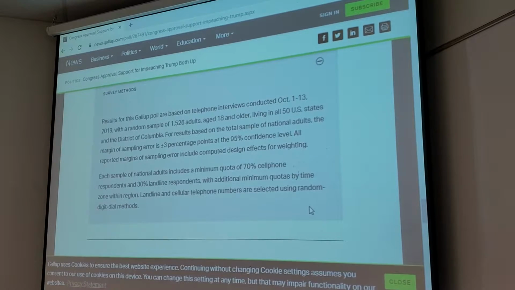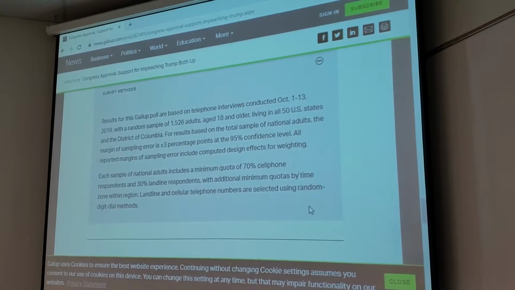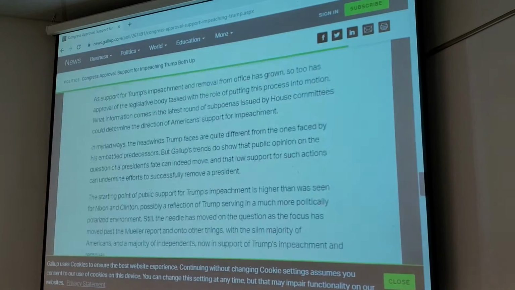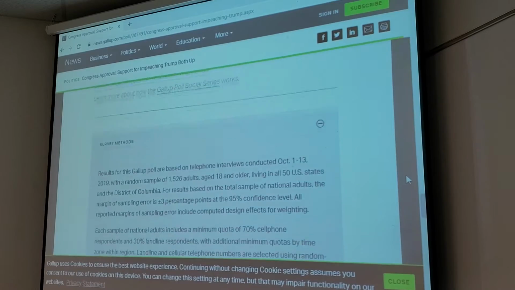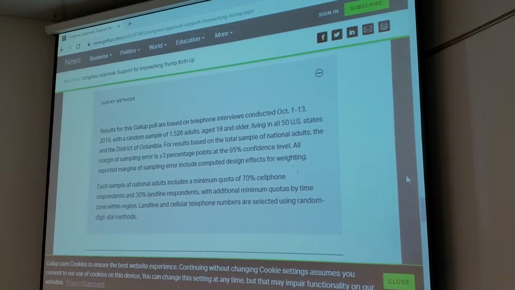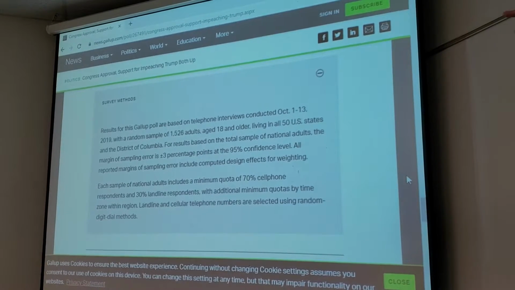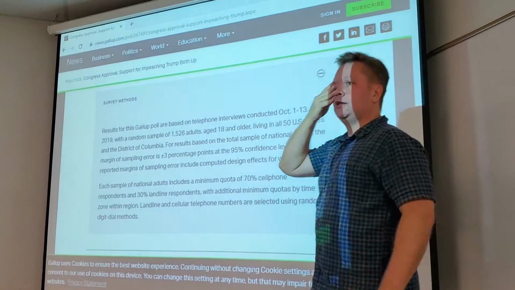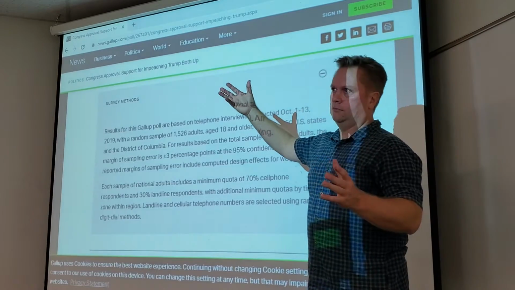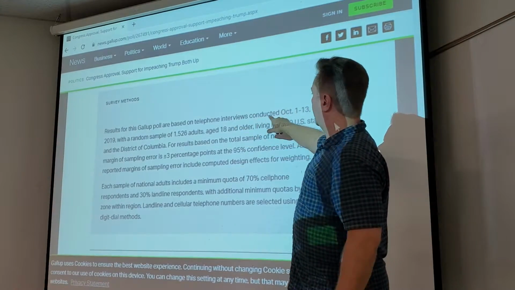All right, good. This, by the way, not to be controversial or anything, is approval for impeaching Trump. So if you look at the bottom, it's over half now. However you feel about that. You can see, the beautiful thing about Gallup is they really go deep into how they did things. Deeper than anybody else, just about.